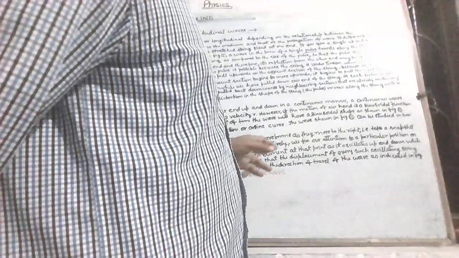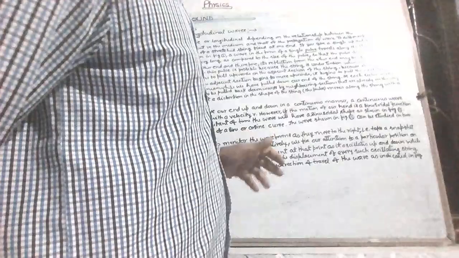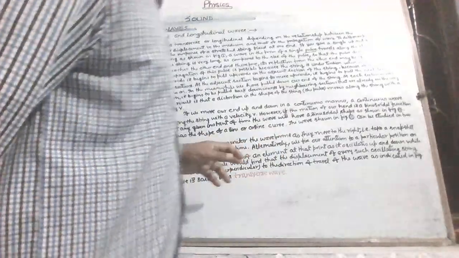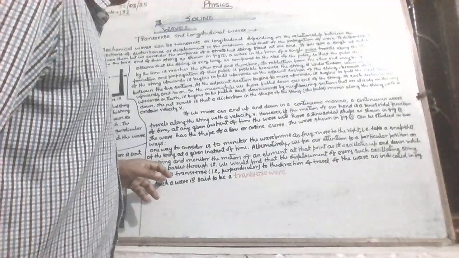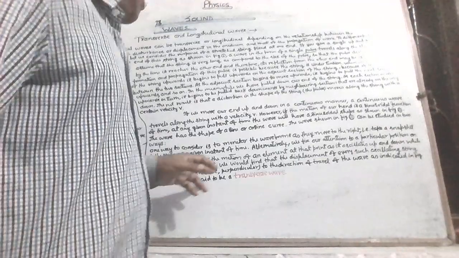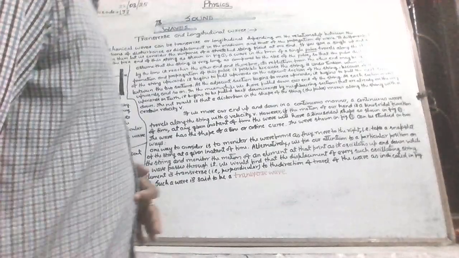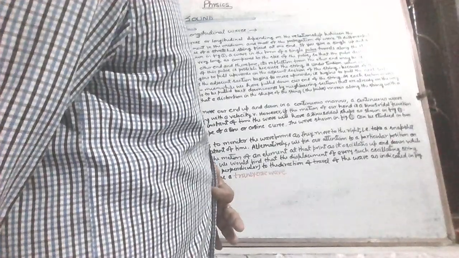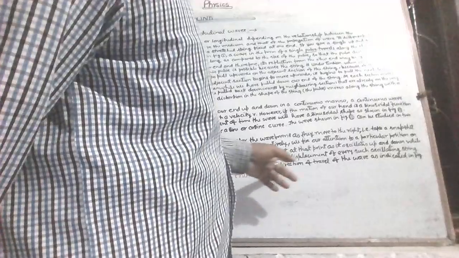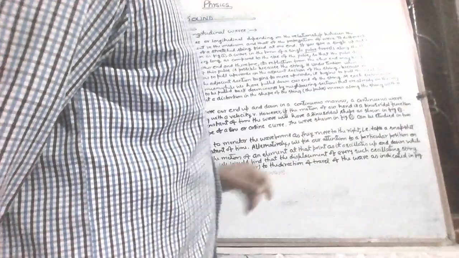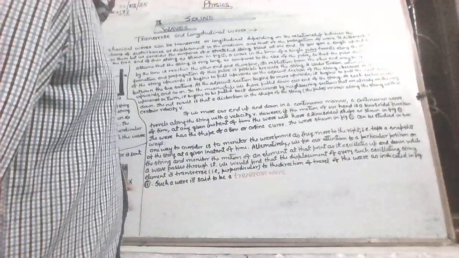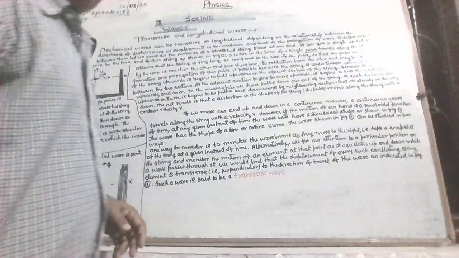We would find that the displacement of every such oscillating string element is transverse. It means perpendicular to the direction of the travel of the wave, as indicated in figure 2. Such a wave is said to be a transverse wave.